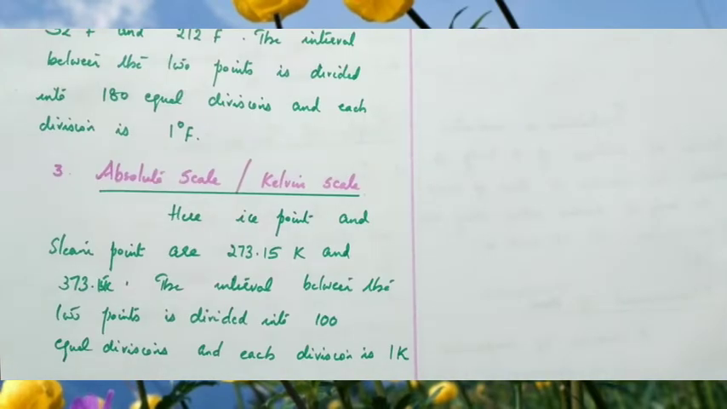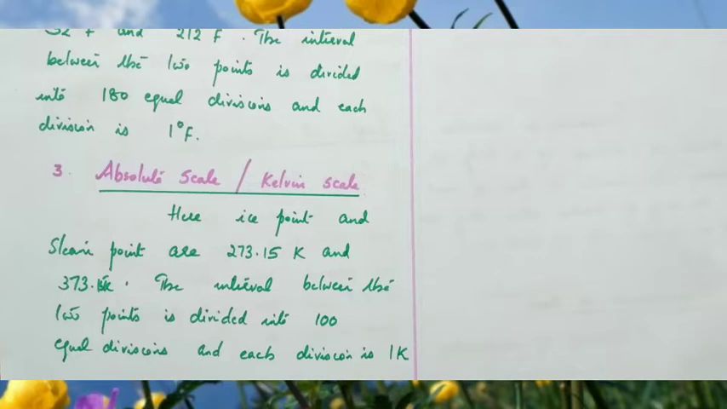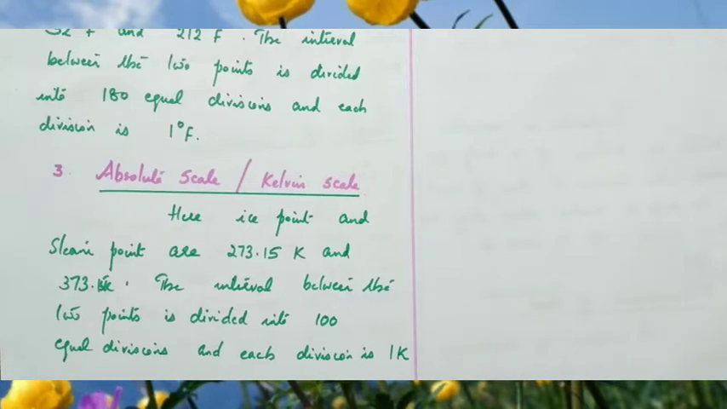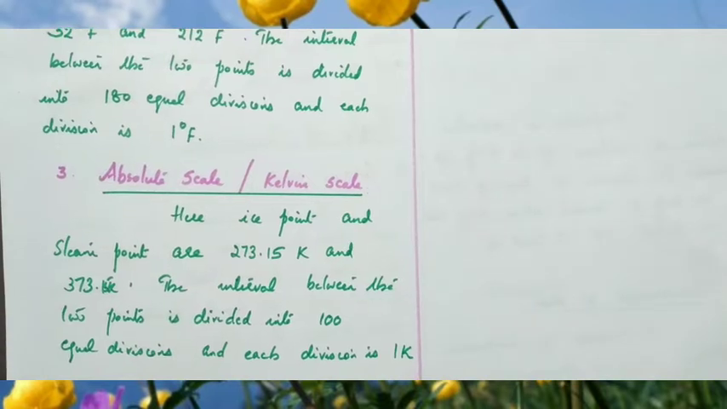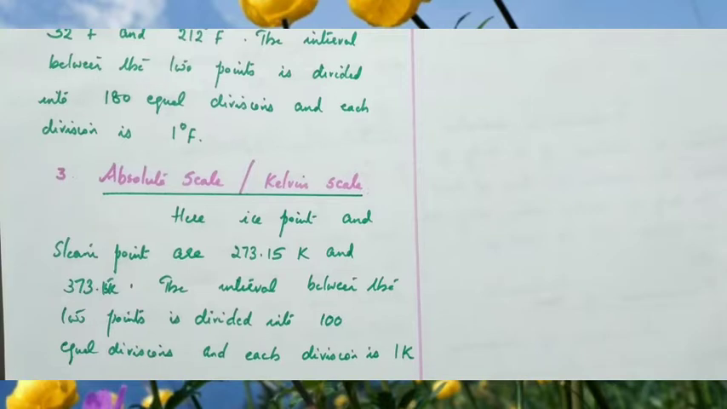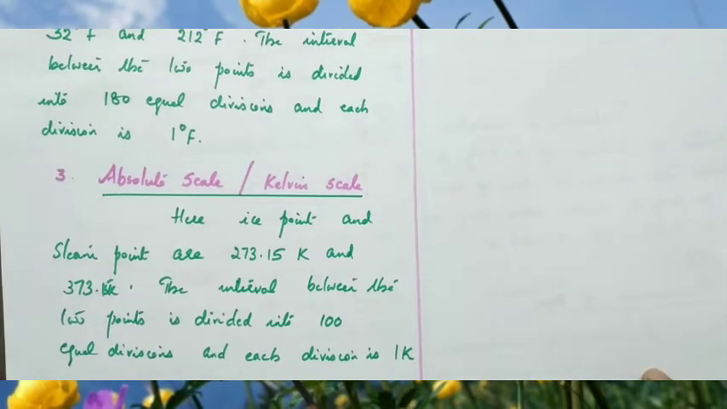And the third one is the absolute scale or Kelvin scale. Here the ice point and steam point are 273.15 Kelvin and 373.15 Kelvin. The interval between the 2 points is divided into 100 equal divisions, and each division corresponds to 1 Kelvin. This scale was designed by Lord Kelvin, and hence it is called the Kelvin scale. Now we can study more about the Kelvin scale or absolute scale.